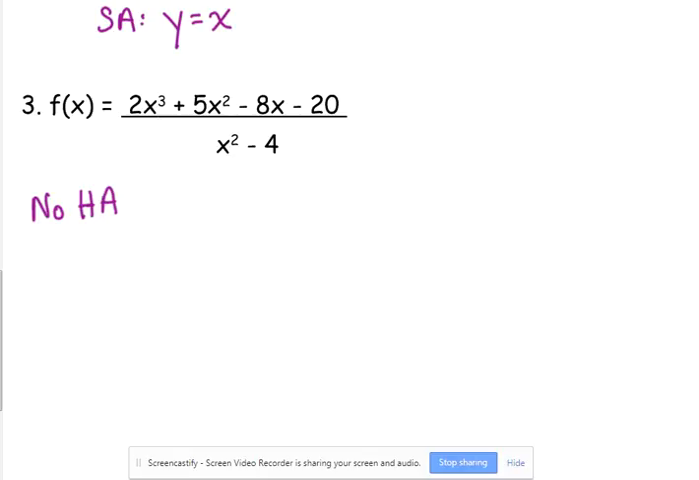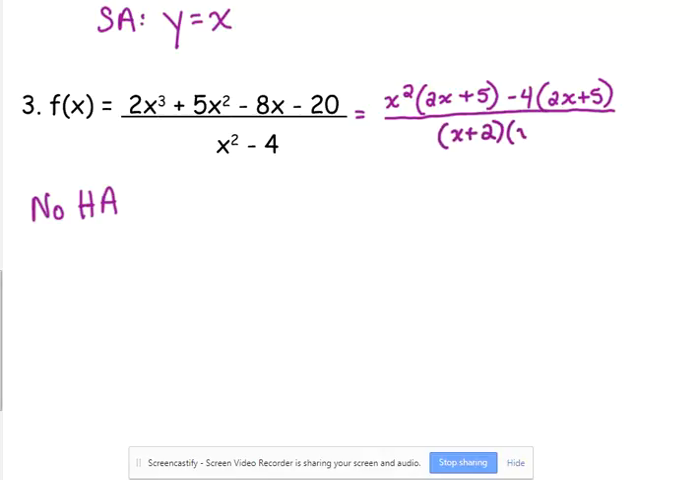All right, let's check on the holes. How do we need to factor that numerator? Grouping. So we take an x squared out of the first two terms. 2x plus 5 is what we're left with. We take a negative 4 out of the second two terms. That leaves us with 2x plus 5. How do we factor that denominator? x plus 2 times x minus 2. Difference of perfect squares. They like to use those.